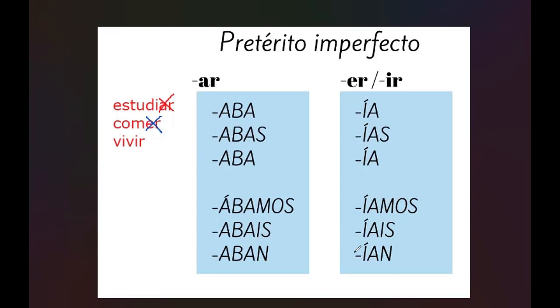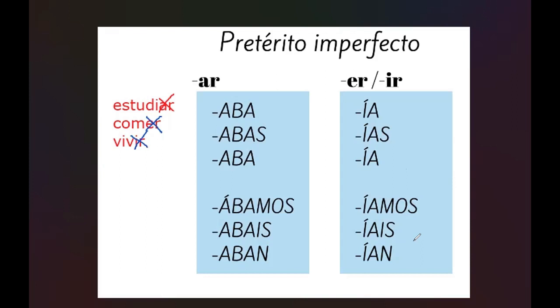Okay? Now, the last verb, vivir. Okay? So we can say, yo vivía, tú vivías, él vivía, nosotros vivíamos, vosotros vivíais, ellos o ustedes vivían. Okay, and this is the way in which we are going to conjugate these verbs in pretérito imperfecto.